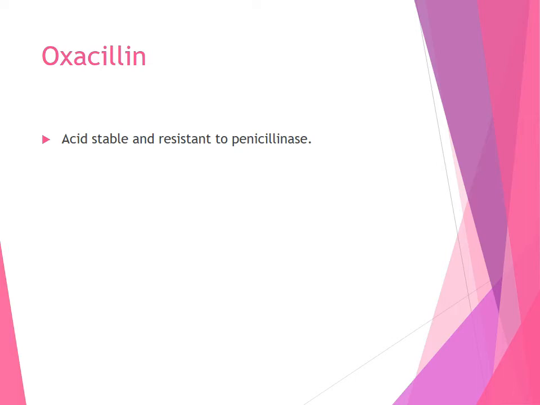Okay, first, we have methicillin. Methicillin is also known as 2,6-dimethoxyphenylpenicillin. This is the prototype of all penicillinase-resistant penicillins. However, this was removed from the market due to its interstitial nephritis adverse effect. Oxacillin is acid stable and resistant to penicillinase. Therefore, this can be administered orally. Letter O for orally.